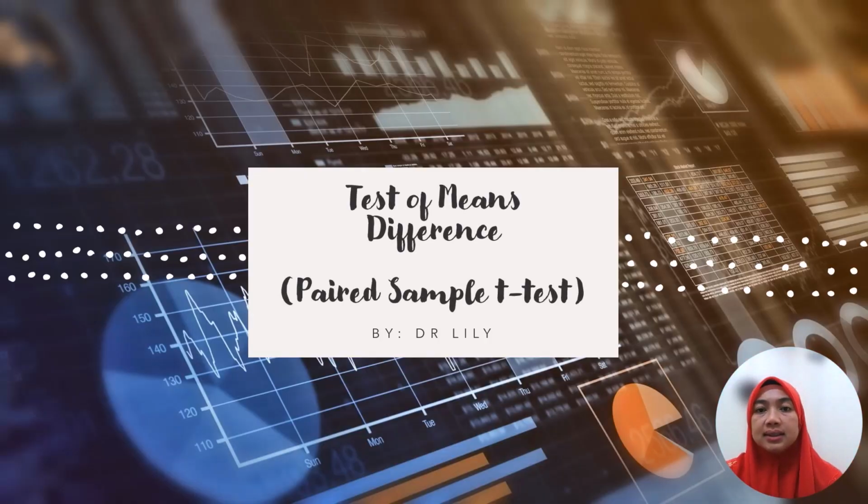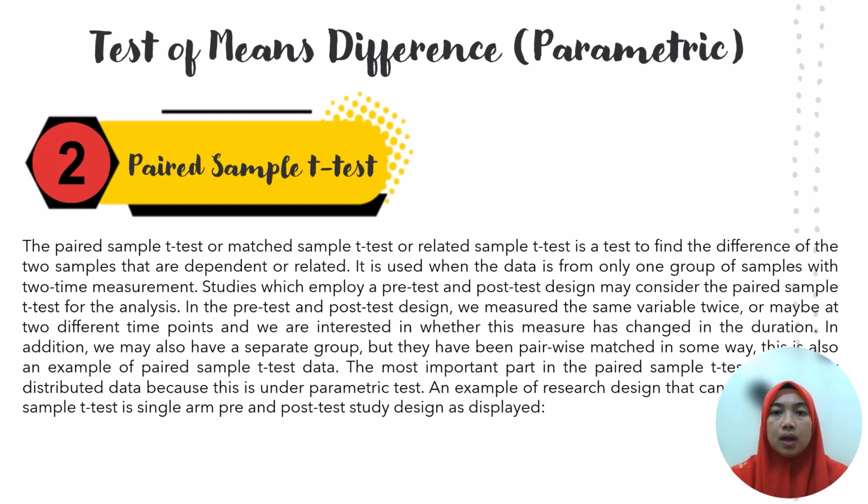Go to the second test of mean difference, the paired sample t-test. The paired sample t-test, or matched sample t-test, or related sample t-test, is a test to find the difference of the two samples that are dependent or related. It is used when the data is from only one group of samples with two times the measurement.